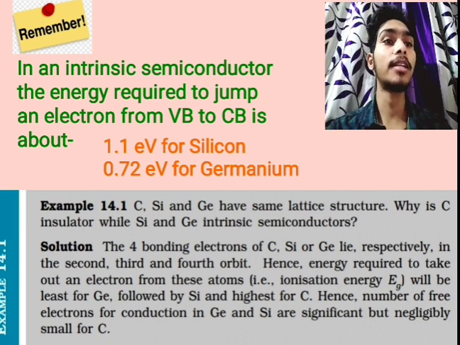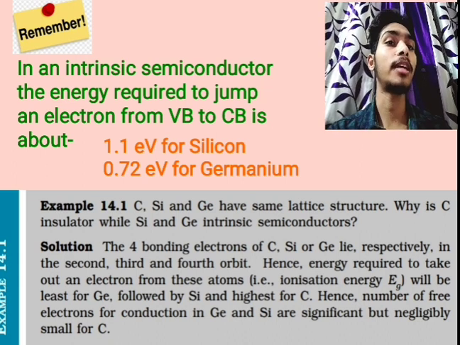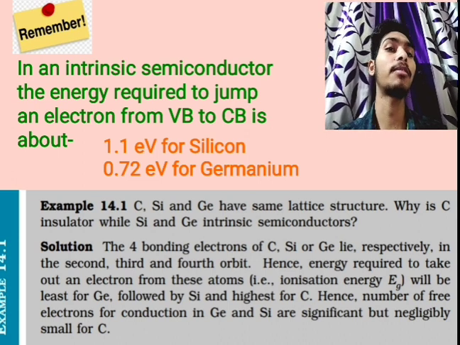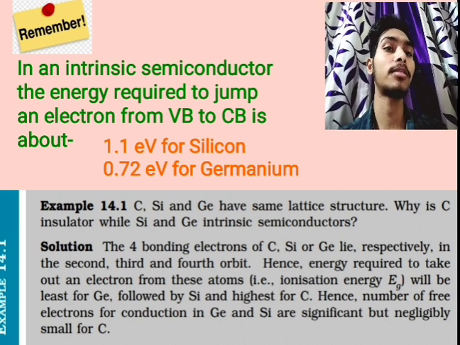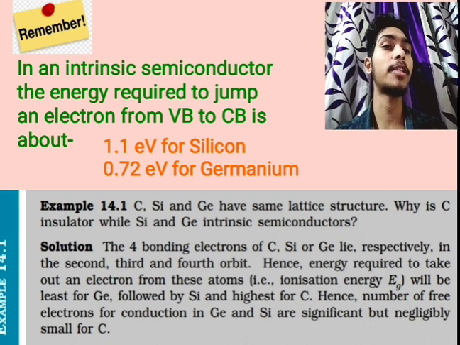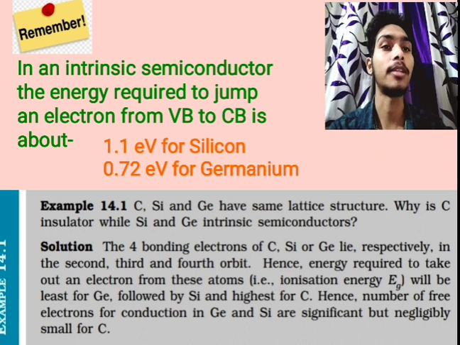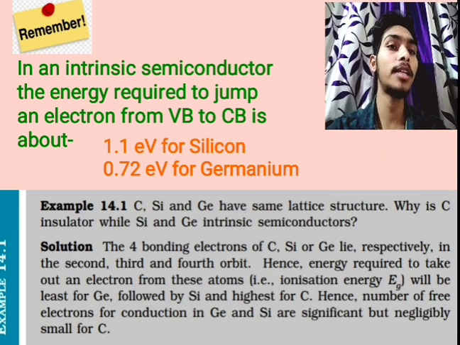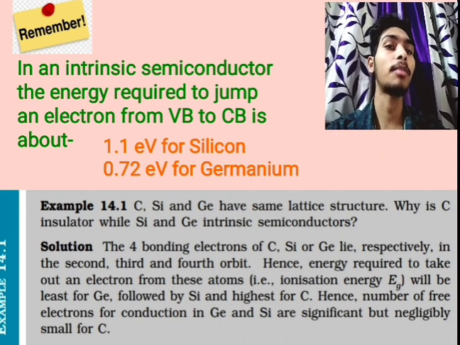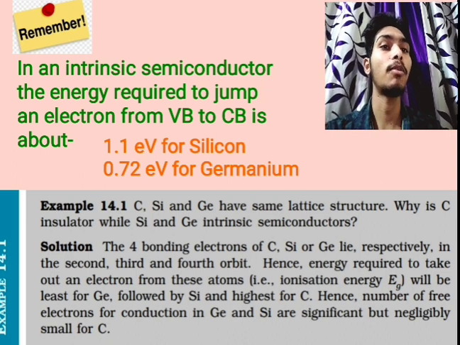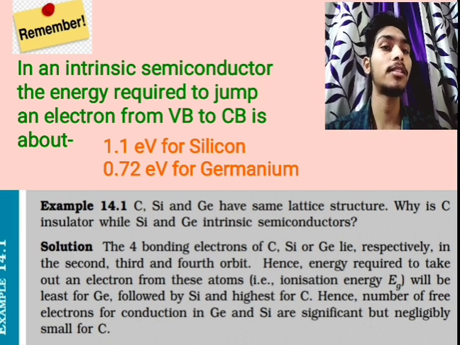So normally at 0 Kelvin it acts as an insulator. If we increase it to, let's say, 20 Kelvin, even then it may act as an insulator. If we increase it to room temperature, what is the room temperature? 27 degrees Celsius or simply 300 Kelvin. So at about 300 Kelvin, if the energy becomes 1.1 electron volt and the material is silicon, then current will start to flow. And if it is germanium, then as soon as it gets 0.72 electron volt, current will start to flow, or it will act as a conductor.